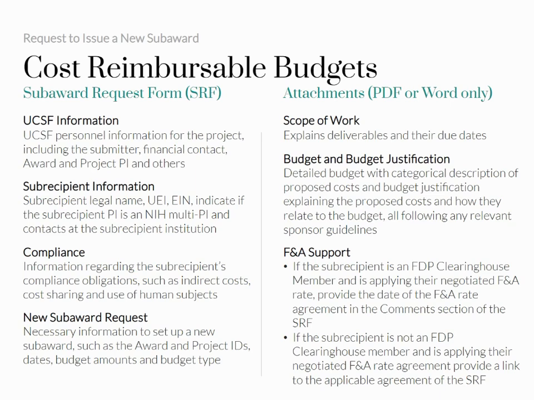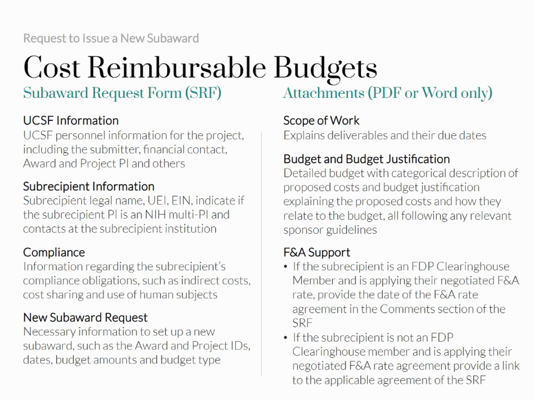Also attach the required documents. All of the attachments should be in PDF or Word only. Note that we need a scope of work. This explains the deliverables and their due dates. The budget and budget justification, as this is a cost reimbursable budget. We need the detailed budget with categorical description of proposed costs and a budget justification explaining the proposed costs and how they relate to the budget. All of this should be following any relevant sponsor guidelines. We also need F&A support.